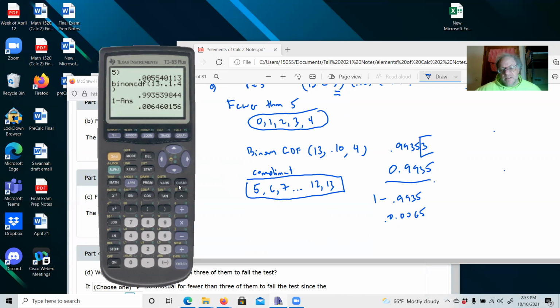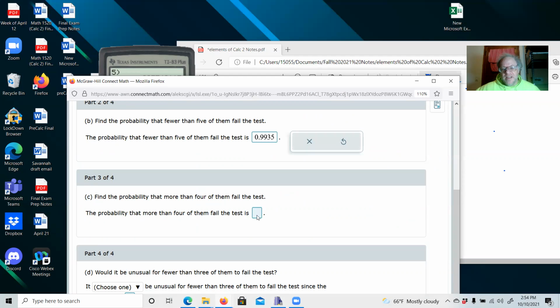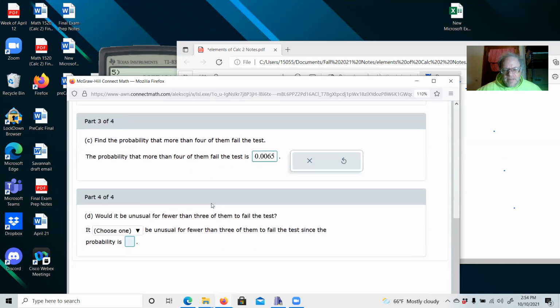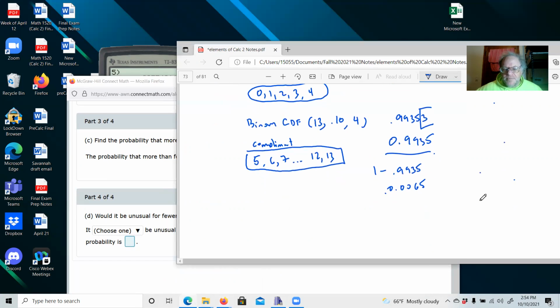Again, it's less than 1%. If we move the decimal place 2 places, that's 0.65%. We don't care about the percent so much, but sometimes people ask. So the probability that more than 4 is 0.0065. Would it be unusual for fewer of them to fail the test?